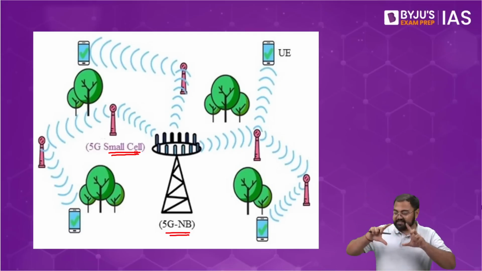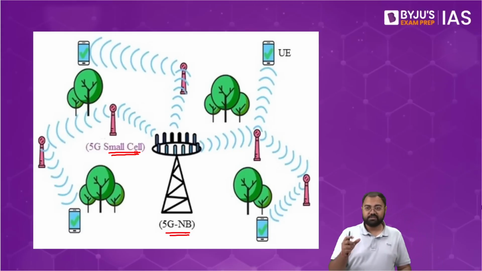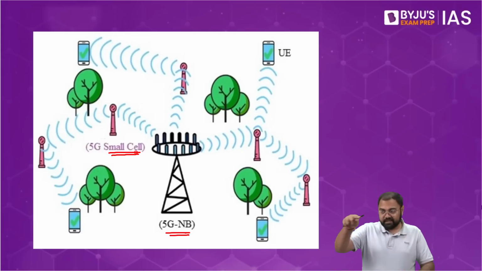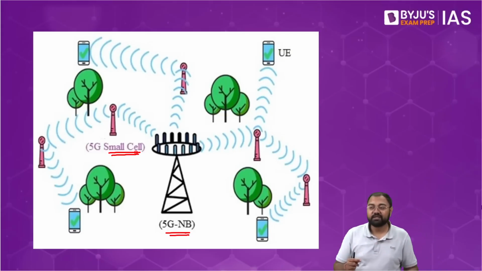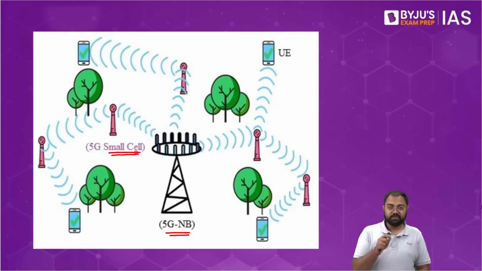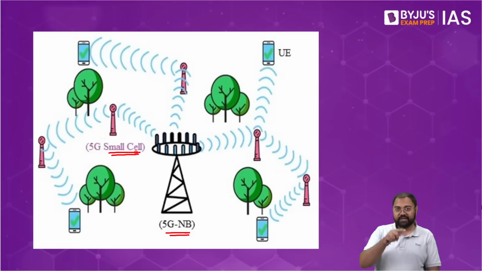So, to provide this entire range of frequencies, you need a larger number of towers, smaller towers that can connect over a smaller distance. High frequency, high energy, obviously it cannot travel very long, right? This is what we know, because energy dissipation will be very high. So that's why you need small cell towers which can provide connectivity.